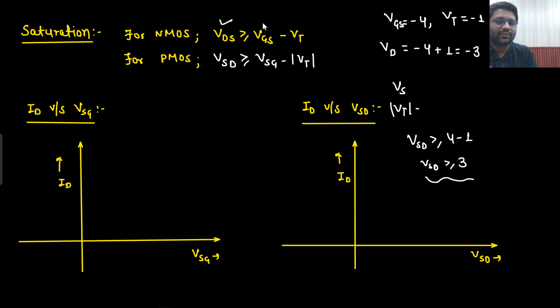Here everything was positive. This was positive, this was positive, this was positive. No issue was there. But here the issue is this became negative, this became negative, this became negative. So better we write down the positive values, VSD, VSG, mod of VT. Right? So just a negative value we are replacing with a positive value, nothing else we are doing.